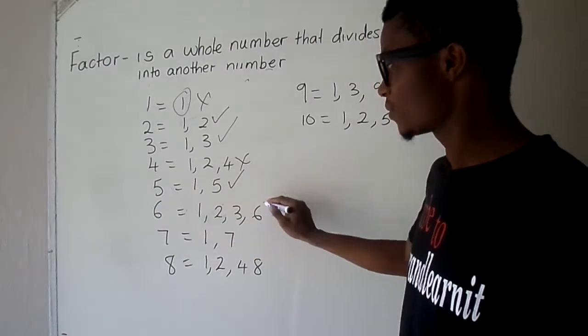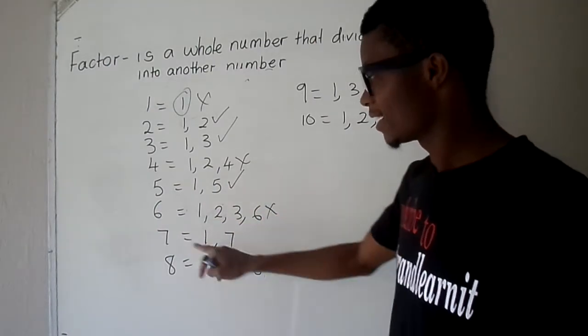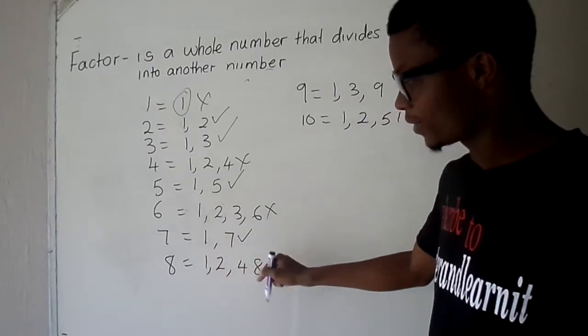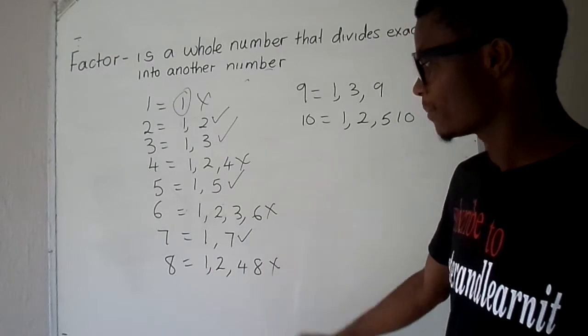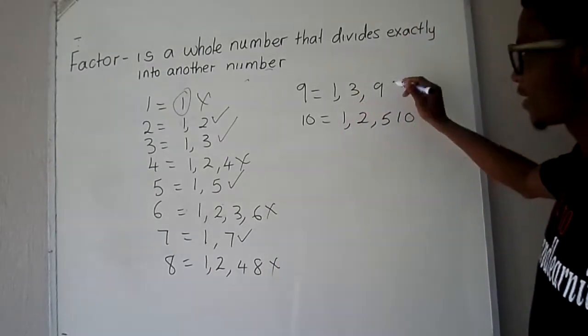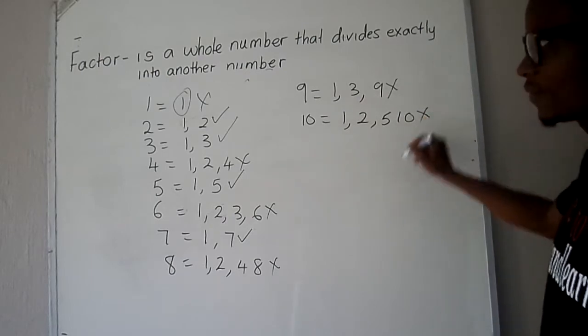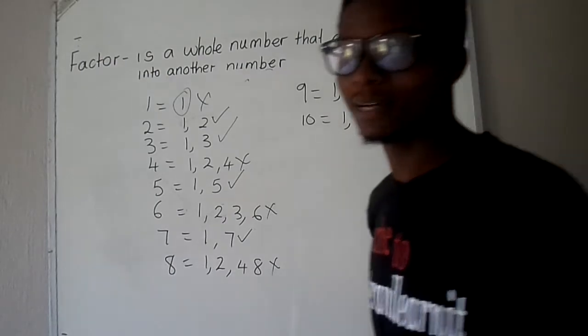6 has more than 2 factors, is not a prime number. 7 has 2 factors, is a prime number. 8 has more than 2 factors, is not a prime number. 9 has more than 2 factors, is not a prime number. 10 has more than 2 factors, it's not a prime number.